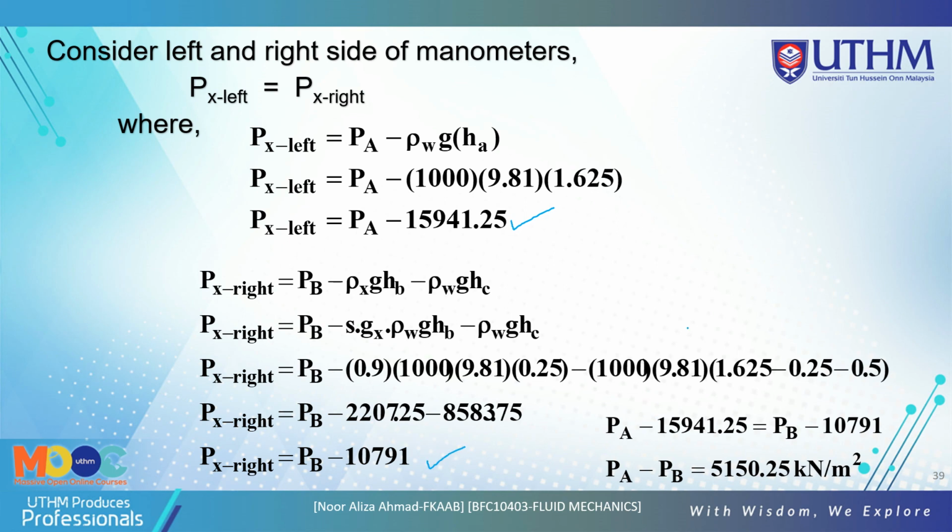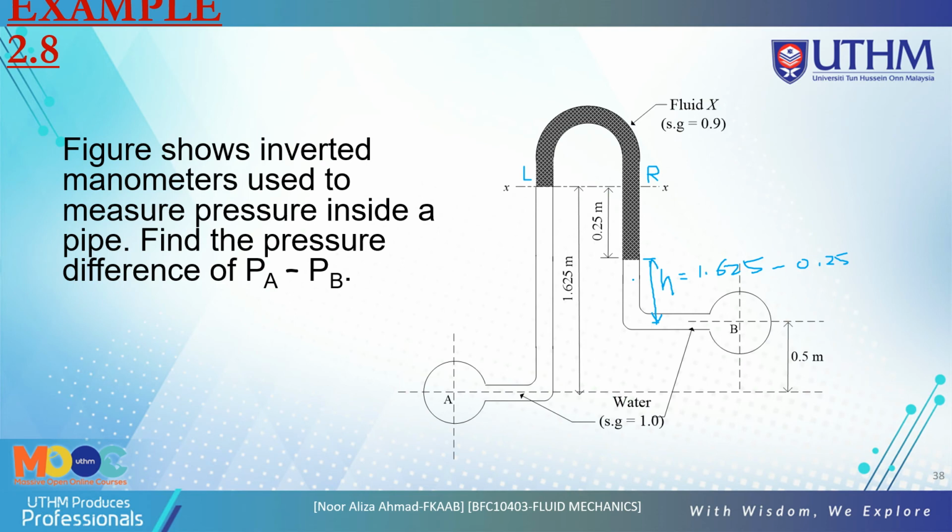Okay, and just put to the left side, right side. So you get the PA minus PB. You get the pressure. Okay, pressure for inverted manometer. So you get this one. Okay, so you get the HC. Actually, HC is for this one. Okay, 1.625. Okay, 0.25. You get the H here.